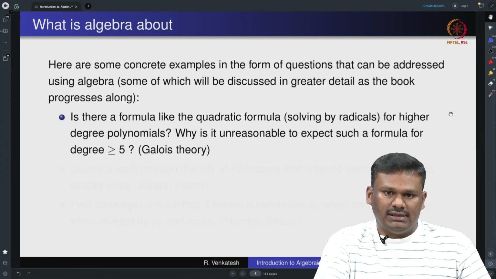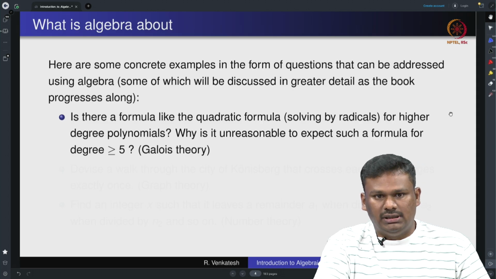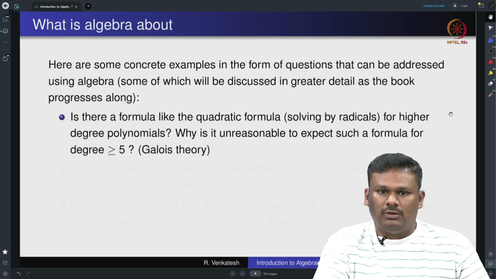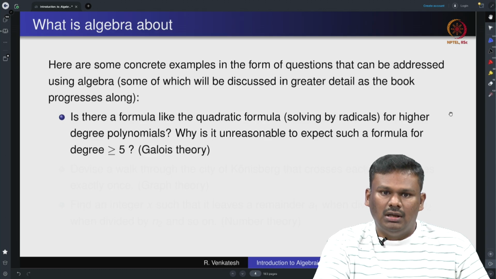Okay, here are some concrete examples in the form of questions that can be addressed using algebra. The very first question comes from solving polynomial equations. One can ask, is there a formula like the quadratic formula that you must have seen in school, which solves the quadratic polynomial by radicals, and whether similar formulas are available for higher degree polynomials. So, why is it unreasonable to expect such a formula for degree greater than or equal to 5? That kind of question one can ask.